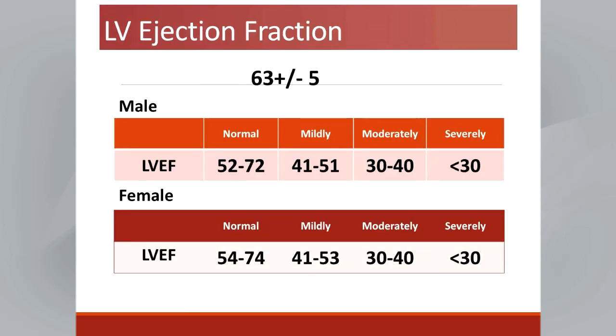If you would like to remember a number, ejection fraction is 63 plus or minus 5. So you take two standard deviations: on the upper end it's 73, on the lower end it would be 52, 53. So a normal person over the age of 18 should have an ejection fraction within those limits. These are the new cutoff values.